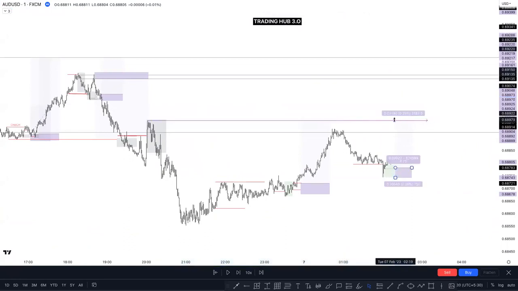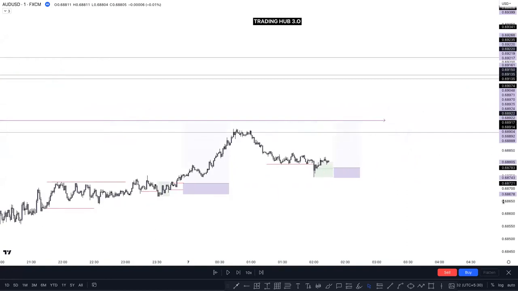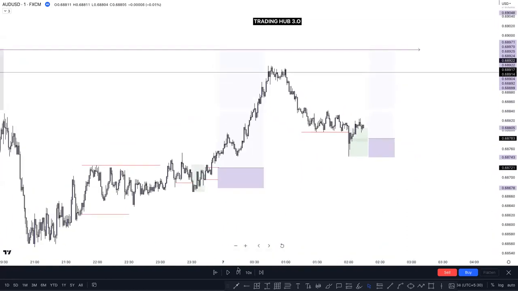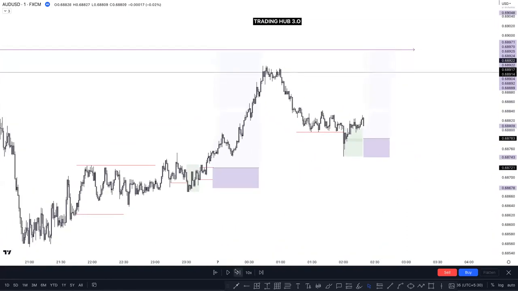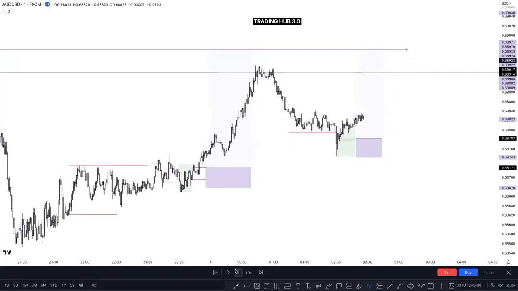Okay. Now let's see what is happening here. And these are counter trend moves here, as you know.